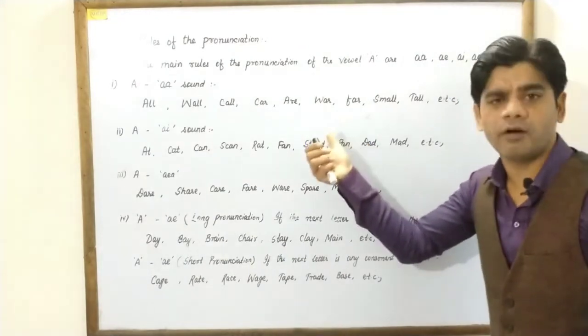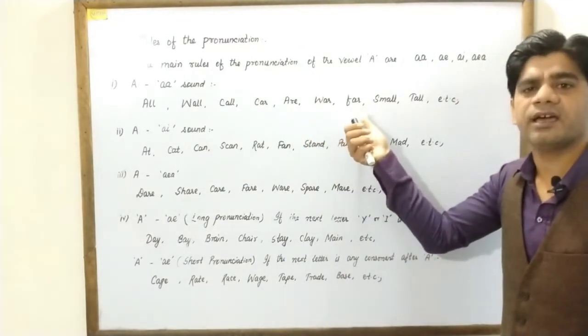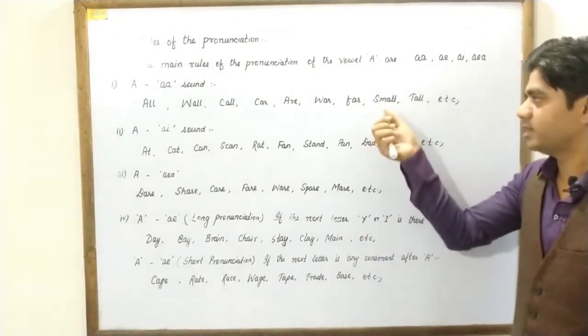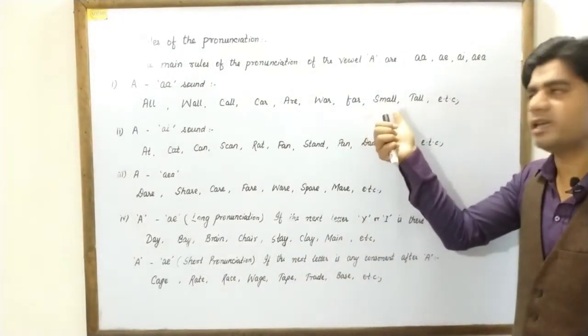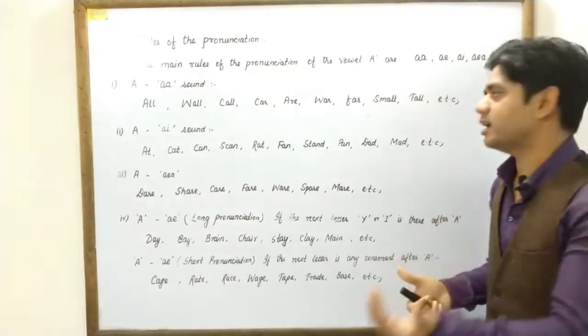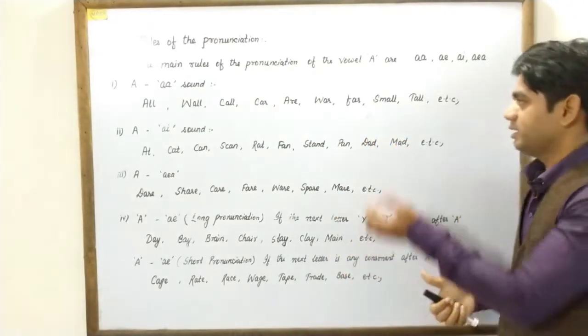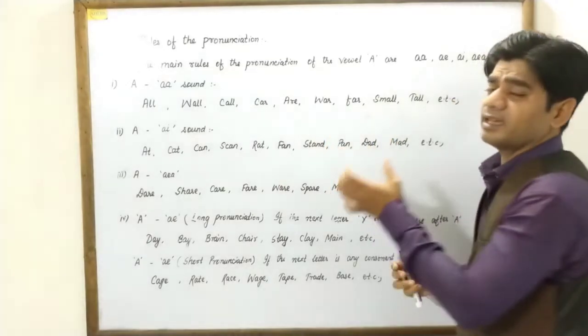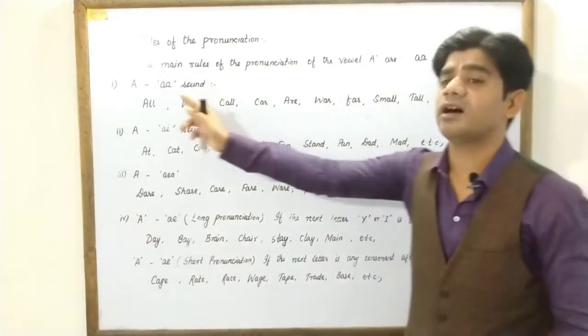W-A-R, "war". F-A-R, "far". Now once again, we have another word: S-M-A-double-L, "small". T-A-double-L, "tall". These words have a letter A that is producing a sound.